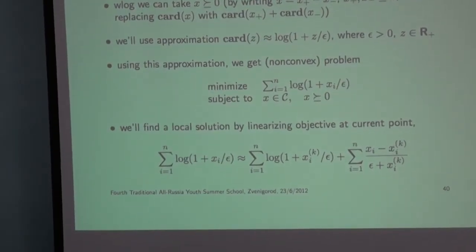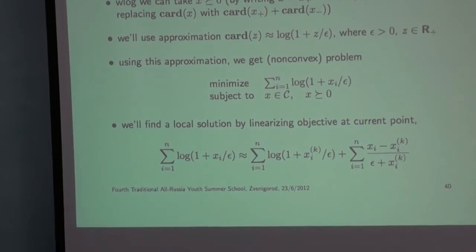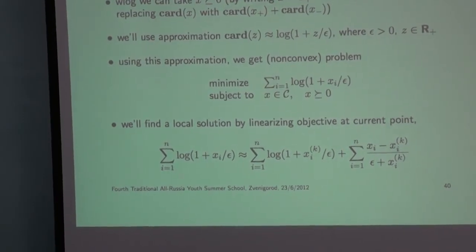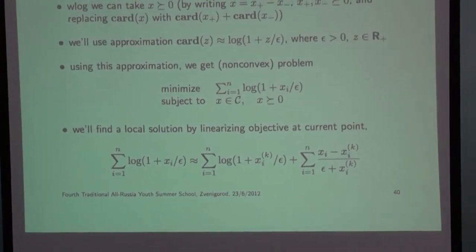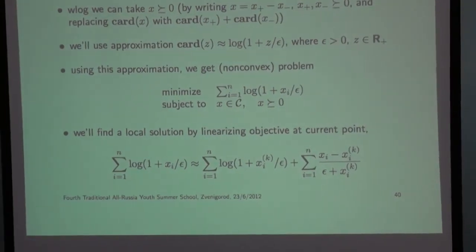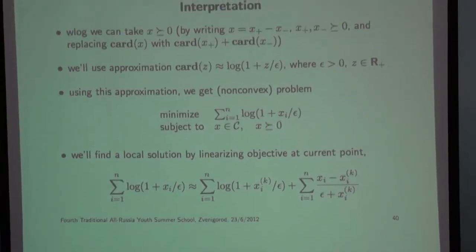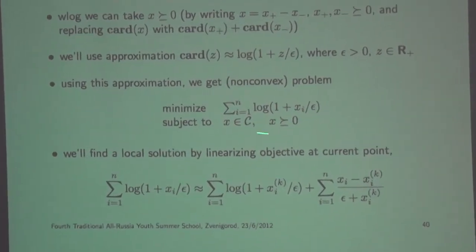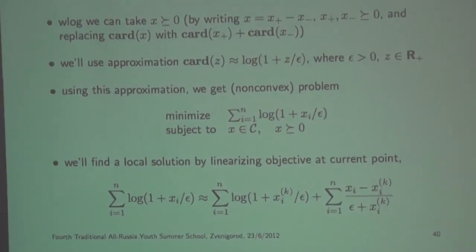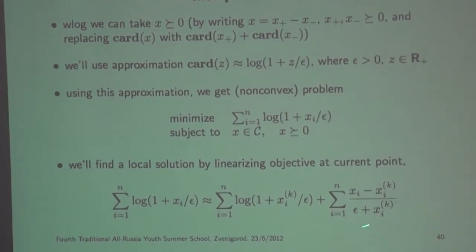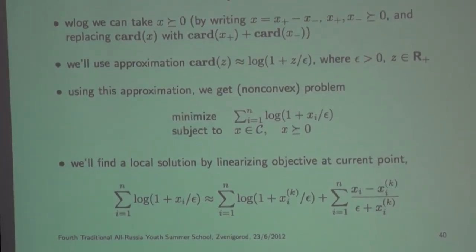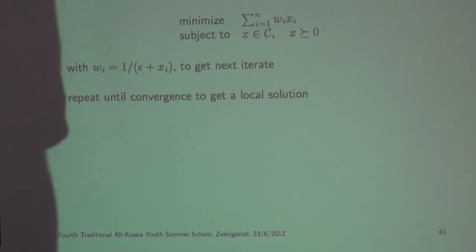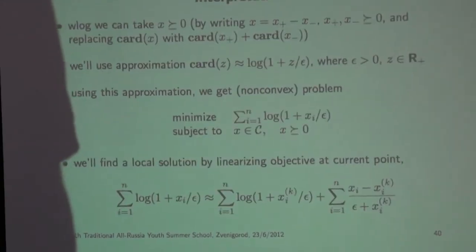You linearize the concave function, and you minimize that over the convex set. You need no regularization, no proximal term, no step size, nothing. And you do it again and repeat and repeat, and this goes to a local minimum. If you apply that to this function, you get exactly the weight update. So here's your weight update. That's the idea. But we can't guarantee anything.